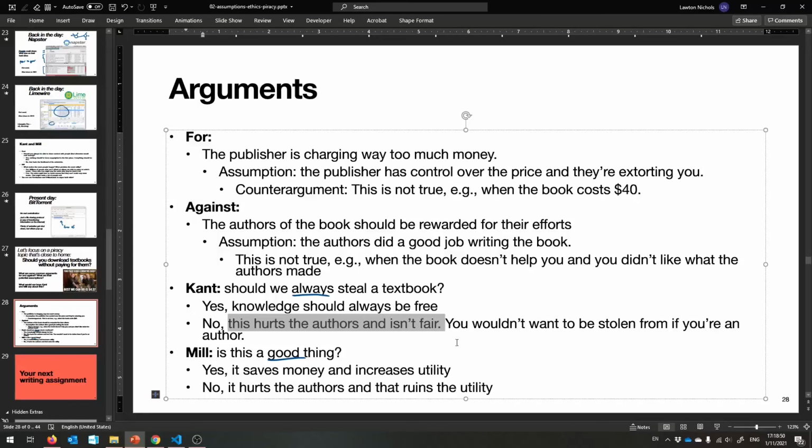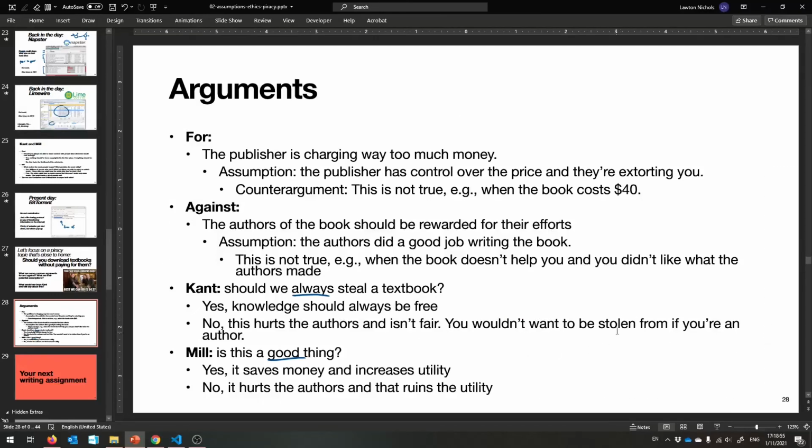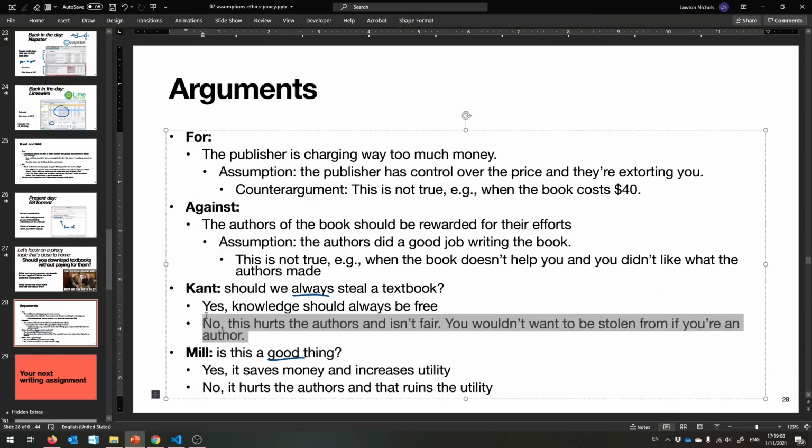If you were the author of a textbook, you wouldn't want it to be stolen, because then you lose money, you lose your livelihood, right? Maybe you were hoping to live off of this textbook or something like that. Okay, so those are two arguments, yes and no, for Kant.